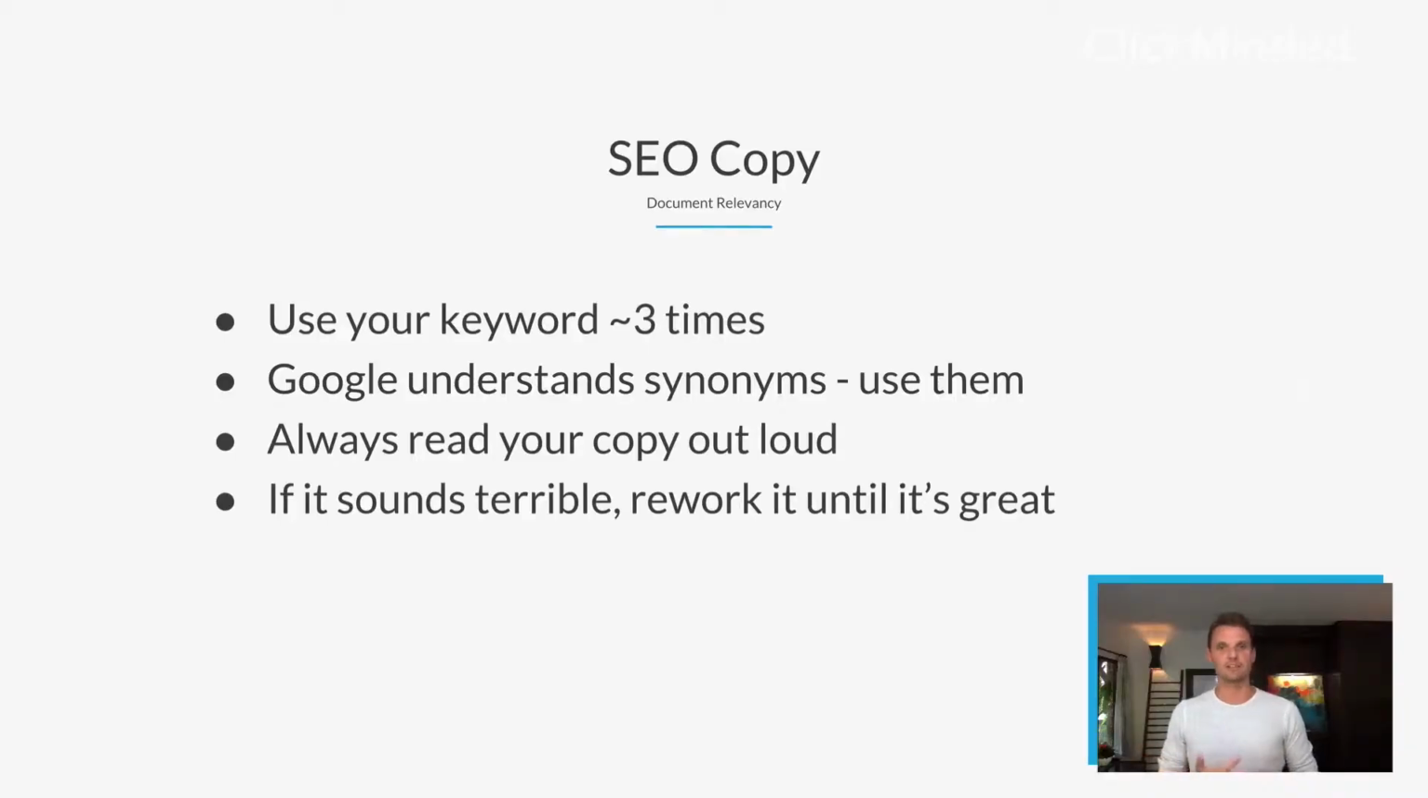So before we dive really deep into LSI, let's talk about just basic SEO copywriting to begin with, right? So I have a website, I have a page on that website, and I'm trying to get it to rank for a particular keyword. What are the things I need to do to get that page ranking? Well, from an on-page optimization perspective, the very basic things are this, use your keywords 2 to 3 times, right? Use that primary keyword exactly as it's written, maybe 2 to 3 times in your document. Google understands synonyms related to that keyword, so go ahead and sprinkle a couple of synonyms in the copy where it's reasonable. Always read your copy out loud.